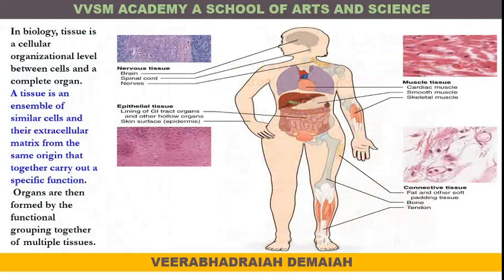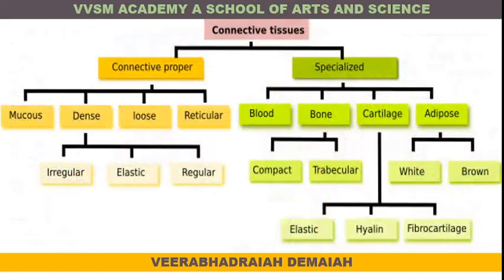In biology, tissue is a cellular organization level between cells and a complete organ. A tissue is an assembly of similar cells and their extracellular matrix from the same origin that together carry out a specific function. Organs are then formed by the functional grouping together of multiple tissues. This is a very important discussion today in the biology or biochemistry classes, my dear friends. Observe the chart for your reference.